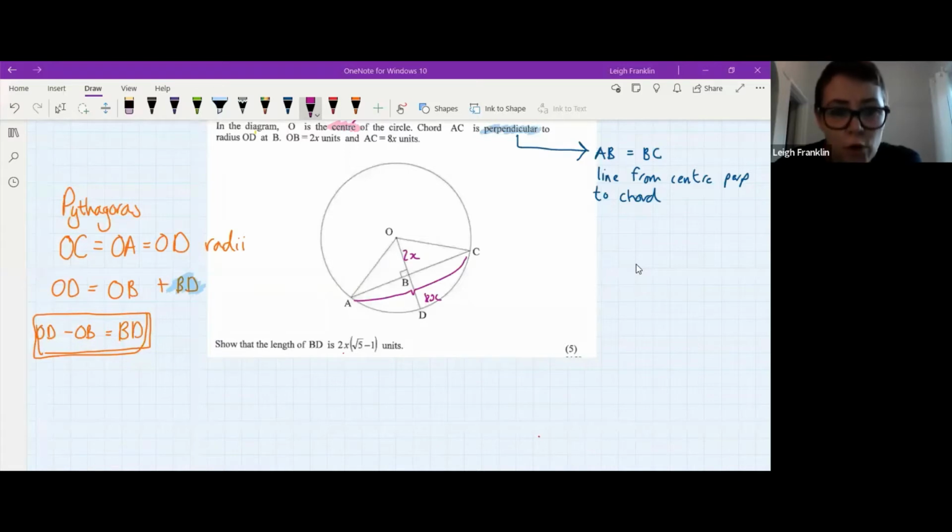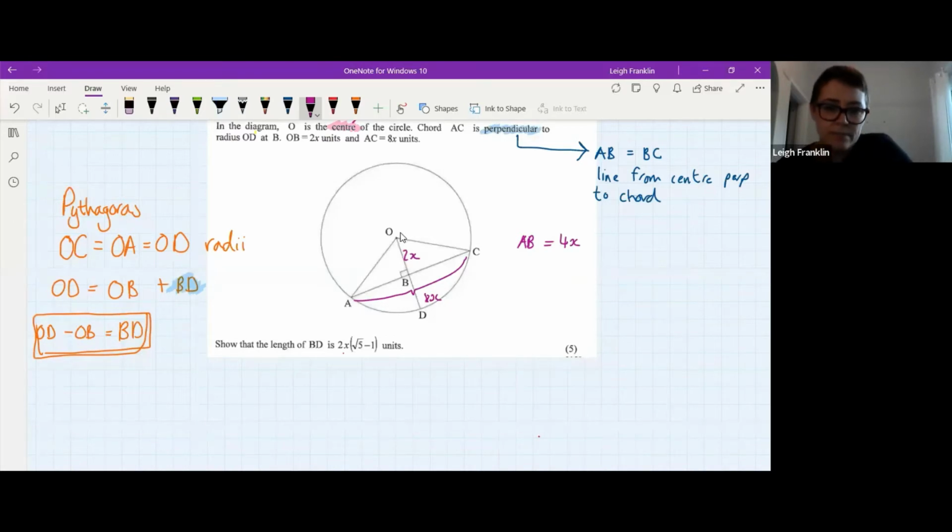Yes, Cassandra, we would need to find AB or BC to use Pythagoras. That's perfect, 4x. Awesome. Well done, guys. That's exactly it. Okay, so AB is equal to 4x.